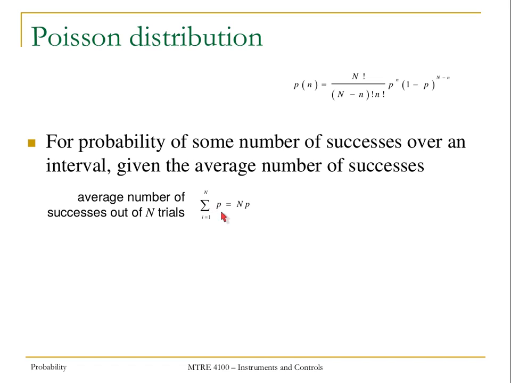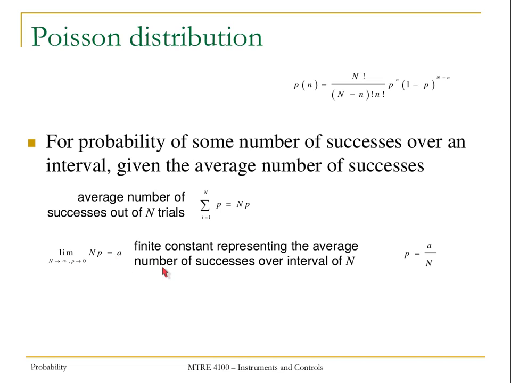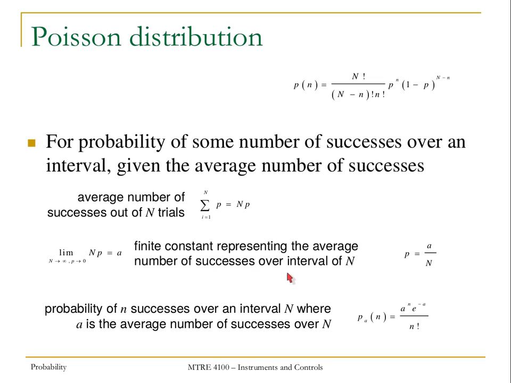Whenever we have n trials, the average number is given by the product of n and the probability. And if we have a big number of trials, as n goes to infinity and p goes to 0, then this is still going to be some finite constant representing the average number of successes over the interval of n. So the Poisson distribution is given here. It says the probability of having n successes, where a is the average number of successes, is e to the negative a, times a to the n, divided by n factorial.